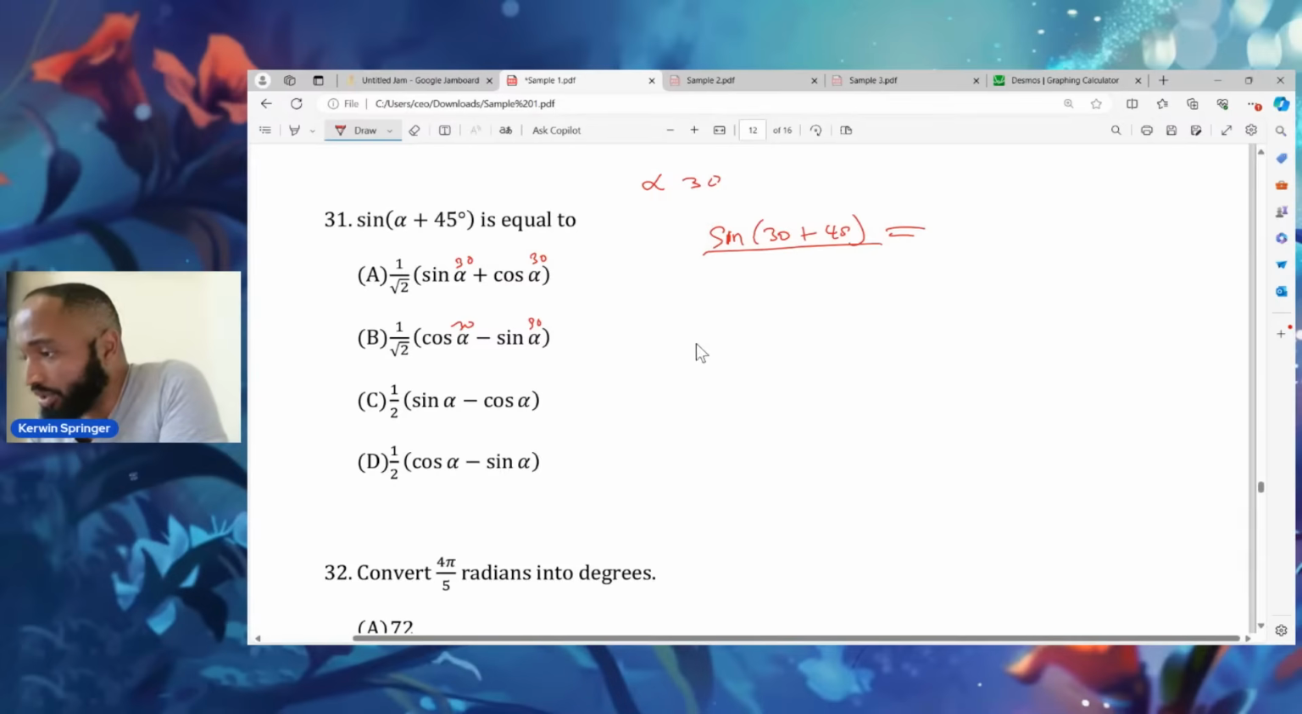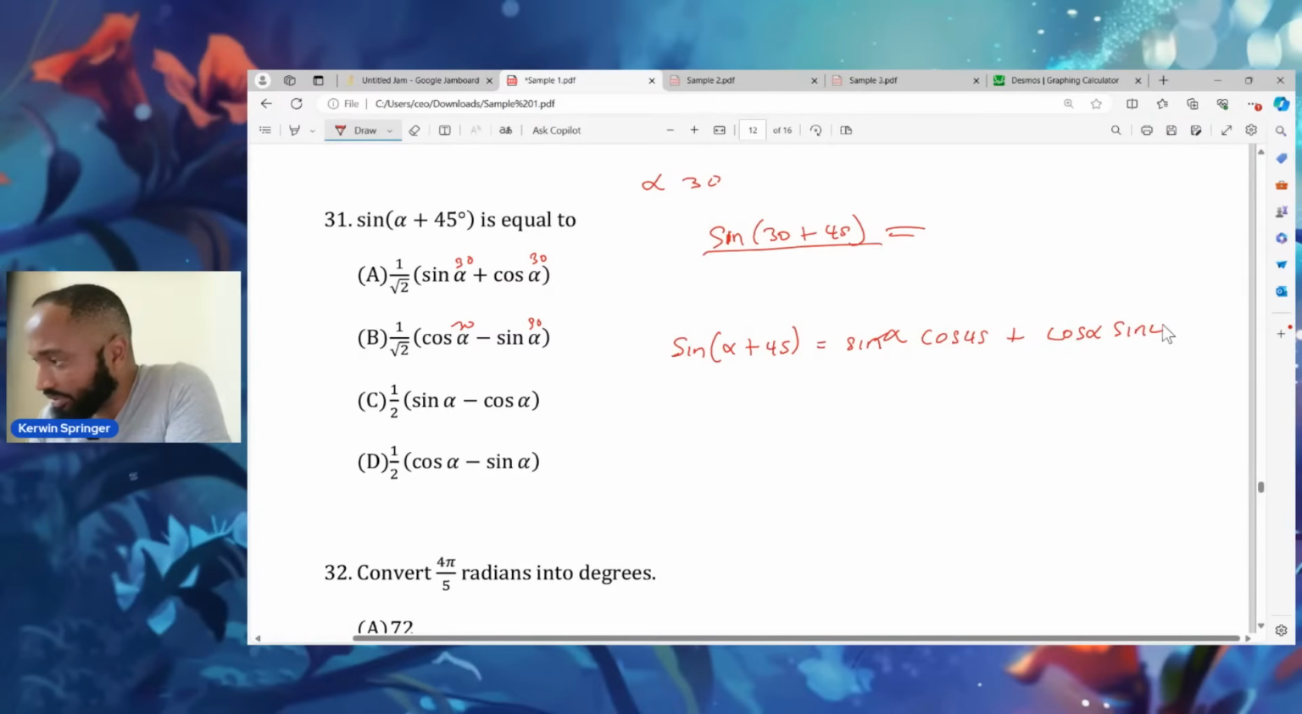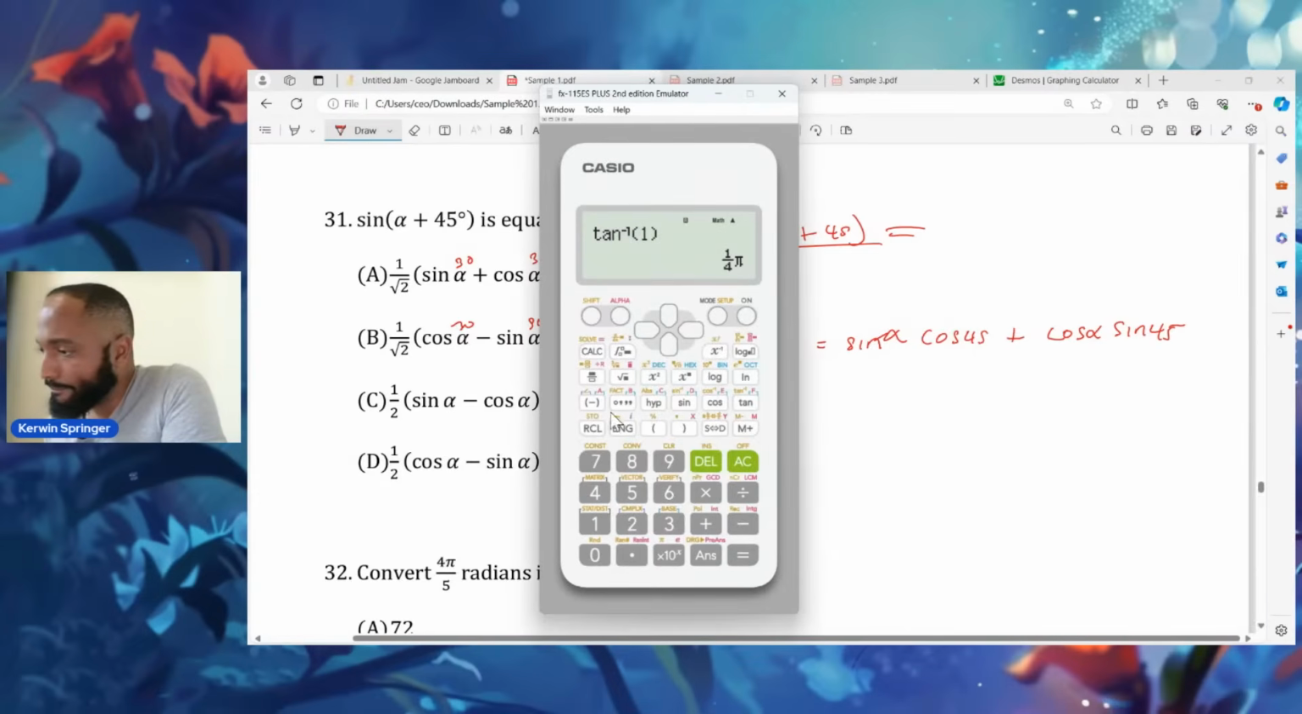So what's the method they want you to do? Well, they most likely want you to use the compound angle formula here. How this works is you'll have the sine of alpha times the cos of 45 plus the cos of alpha times the sine of 45. But the sine and cos of 45 are the same thing. We just showed that in the question before.